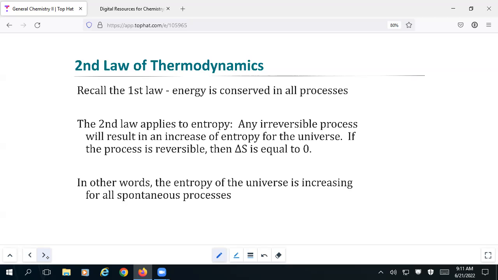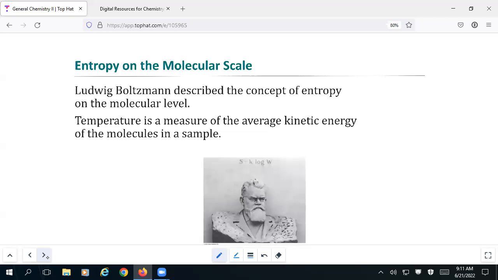Now, how do we apply this to chemistry? Well, to apply it to chemistry, we have to go beyond these simple examples. We need to think about things on the molecular scale. And that's where this guy comes in. This is Ludwig Boltzmann. He is largely credited with describing the concept of entropy at the molecular level. And the reason why you see this bust of this man with an equation above his head is because he died before the scientific community accepted his ideas.